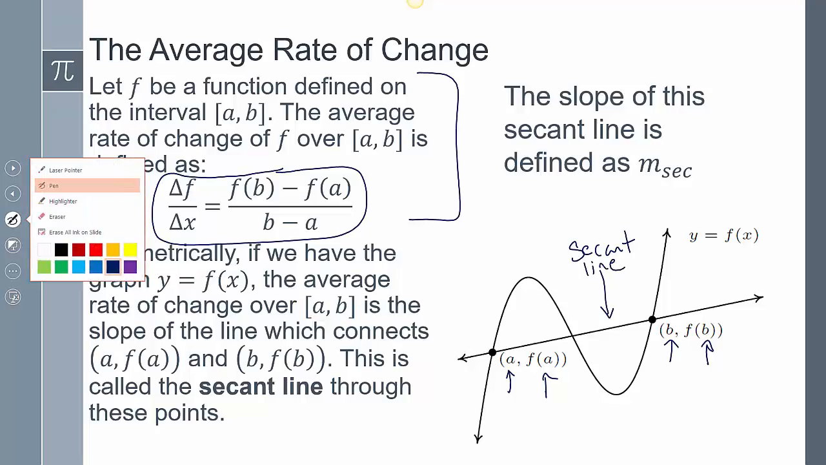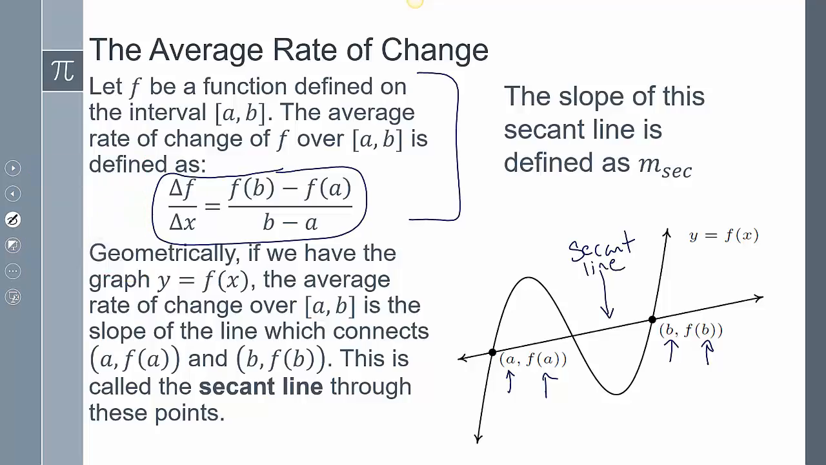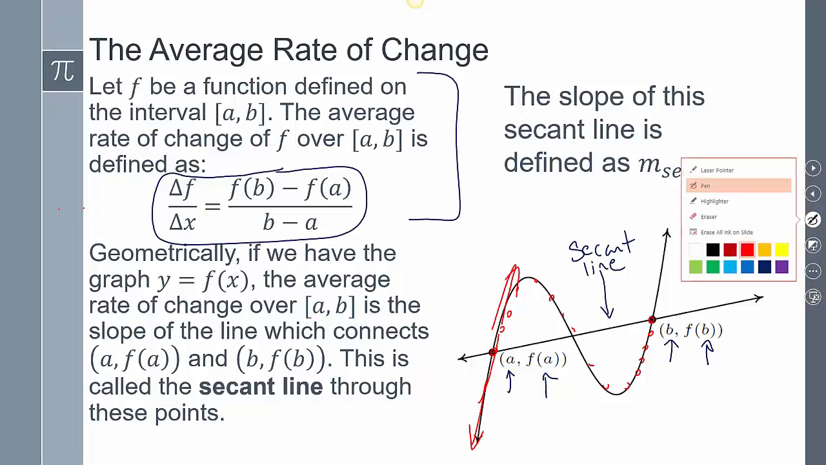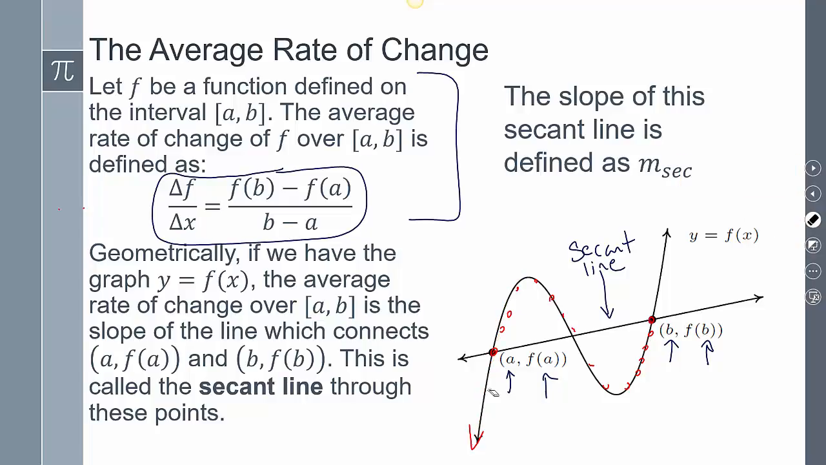Now, once we get to calculus, we're going to take this point here and move it closer and closer to the first point that we picked. And as we move that point closer, eventually they land right on top of each other, and that's going to create our instantaneous slope, and we call that instantaneous rate of change the tangent line. But we're not worried about that yet. We're not going to really focus on that at all. Right now we just need to focus on the secant line and how to calculate it.